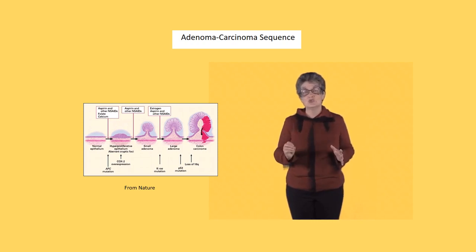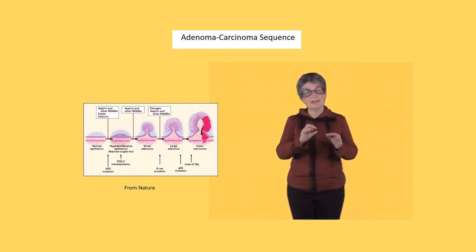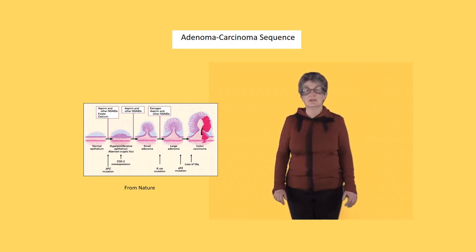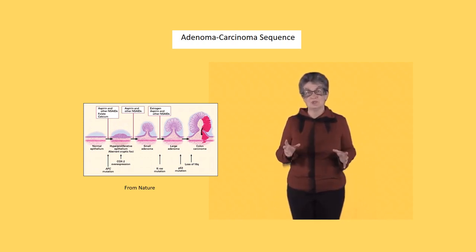Taking non-steroidals, aspirin, can interfere with this progression of mutation. There are some other things that we can do as well. This is where the GI screening program comes in. Those polyps are just collected and taken away before they can develop more mutations.